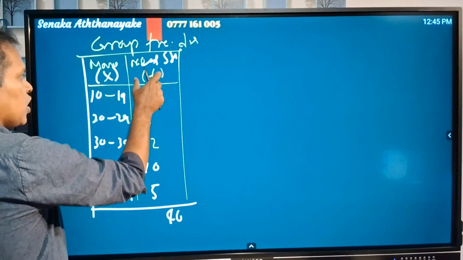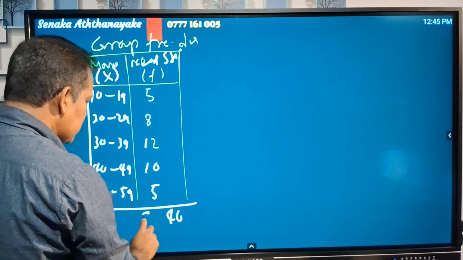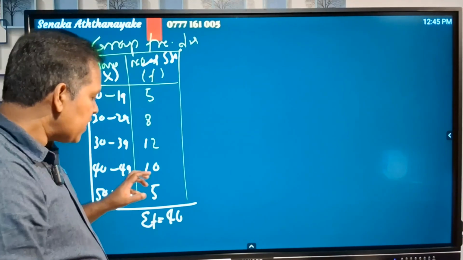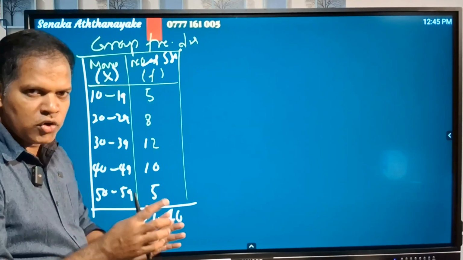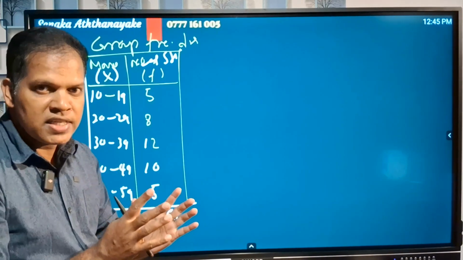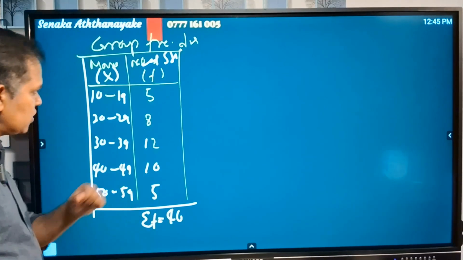The name of this column is f. So the sum of these f values can be denoted by sigma f. Now you know 40 students are there. If you are going to find the mean of these 40 students, you have to find the sum of the marks of these 40 students. How do you find that sum?